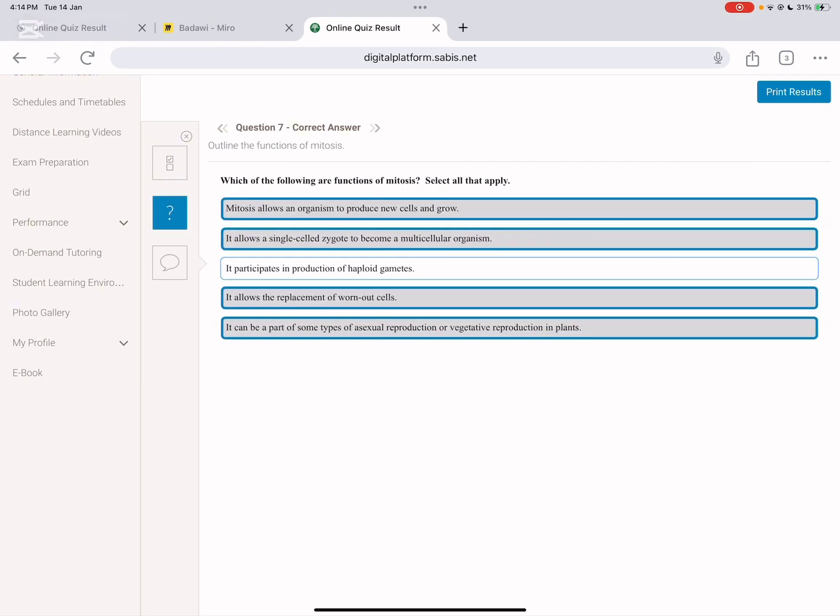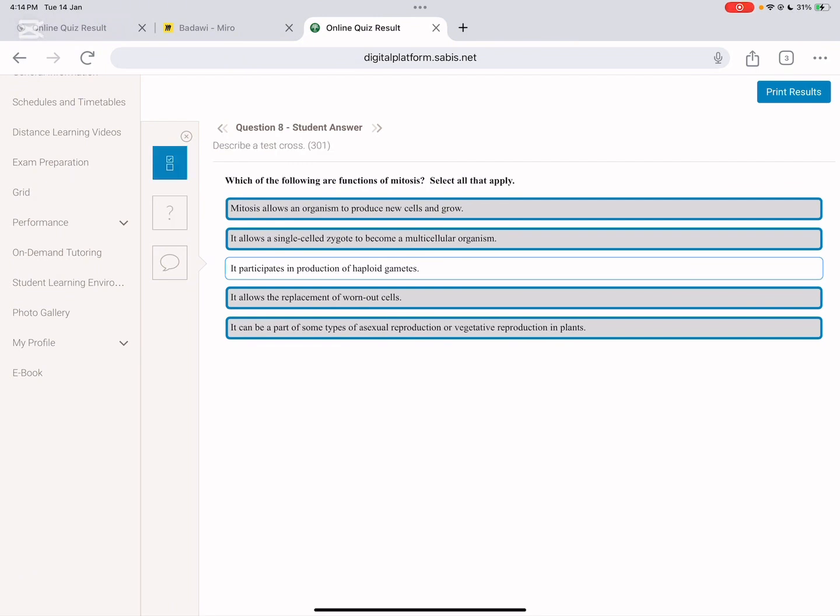Okay, which of the following are functions of mitosis? We already spoke about mitosis, so I'm just going to skip over it.